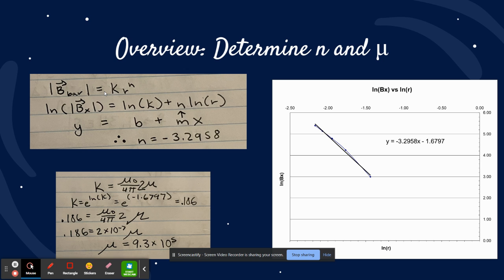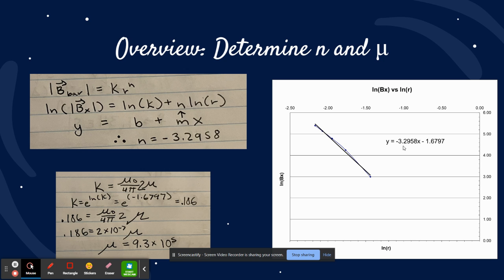So then we determined n and mu using B equals a constant times r to the n, where n has to be a negative value. From the equation in our graph, which is y equals mx plus b, we could also set up our magnetic field equation to be in the same form. By doing so, we found that the slope equals n, so negative 3.2958 is our n value.